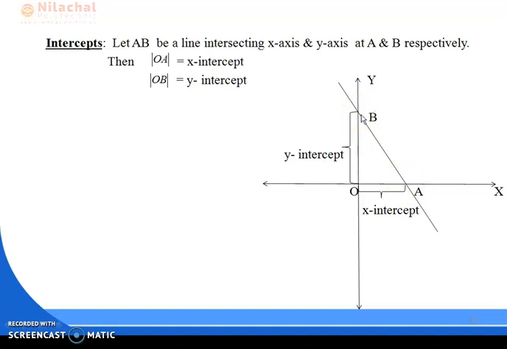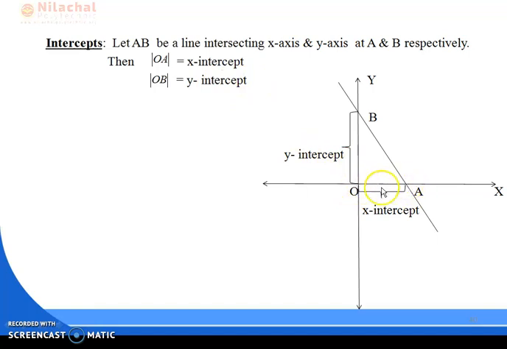Okay, let's see. This is the origin. The distance OA is called the x-intercept, and the distance OB is called the y-intercept. Why are we talking about this? Because the distance from the origin to the point where the line intersects the x-axis is the x-intercept, and the distance from the origin to the point where it intersects the y-axis is the y-intercept. Intercept means the distance from the intersecting point to the origin.